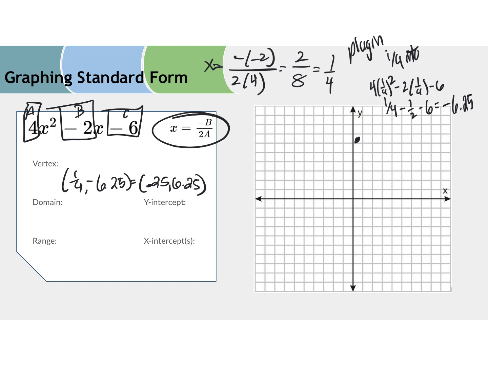Now again, one really helpful thing here is to find my y-intercept. This is always pretty easy, so that's when x equals 0. What's nice about standard form is there's a lot less work. So 4 times 0 squared minus 2 times 0 minus 6 gets me negative 6. And so my y-intercept is 0, negative 6. Oh, that should be negative 6.25. I was like, something is off with my vertex. Sorry about that. Let's move this to the right spot.